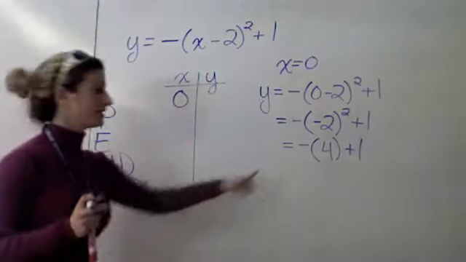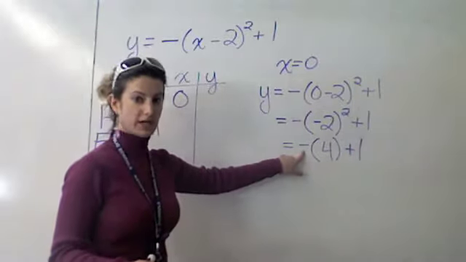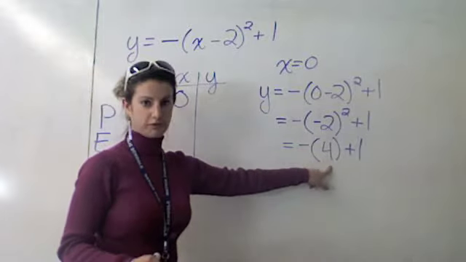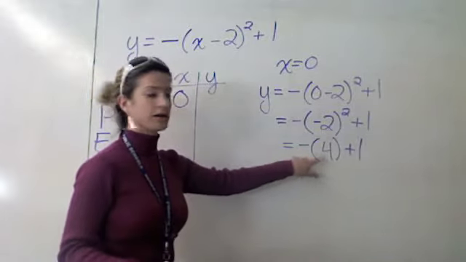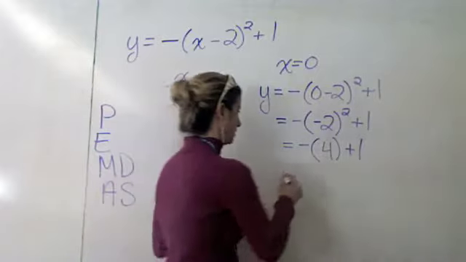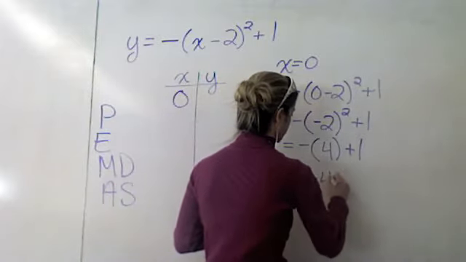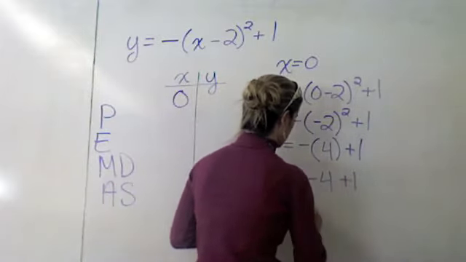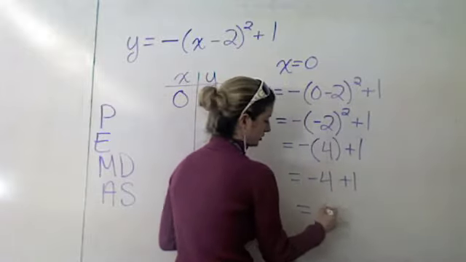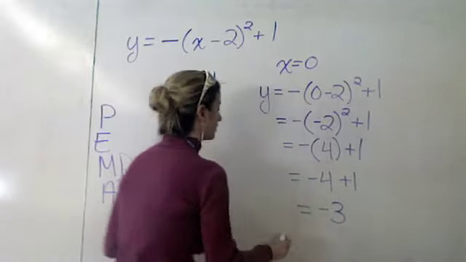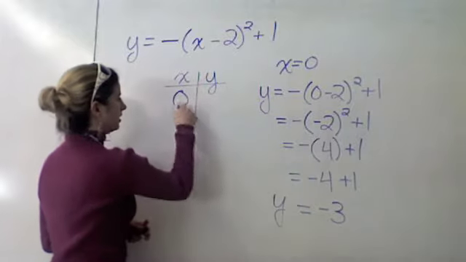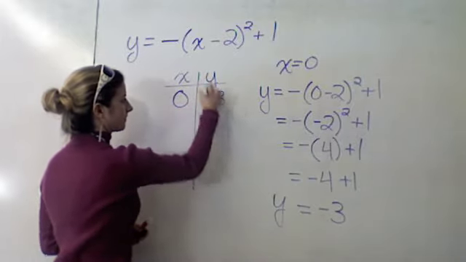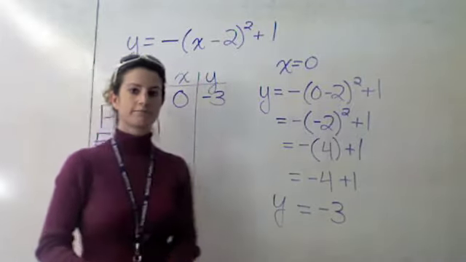Now, again, remember I said you've got to think of this negative like multiplication. This is negative 1 times 4, okay? So what's negative 1 times 4? That's going to be negative 4 plus 1, which is just negative 3. Good. So when x equals 0, y equals negative 3. There you go.